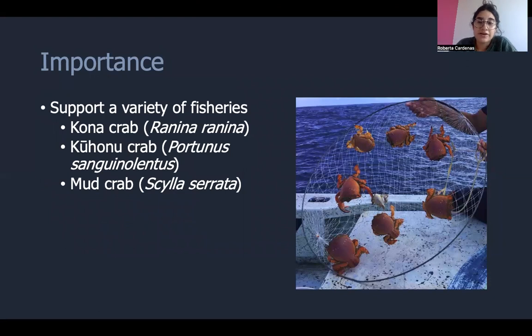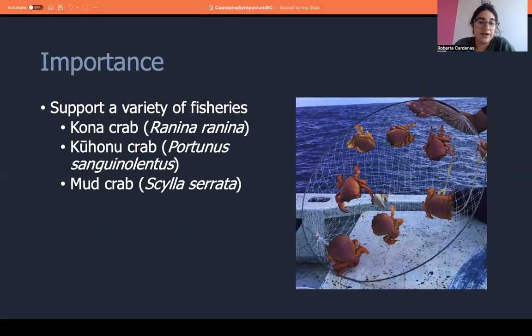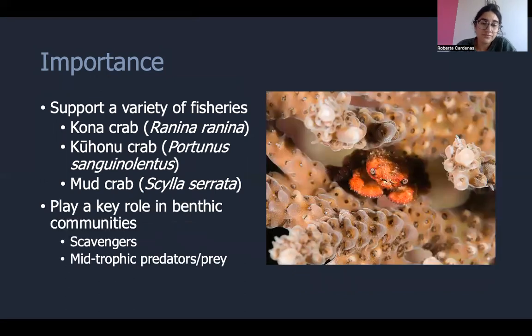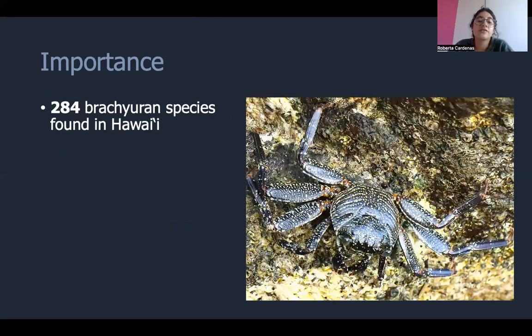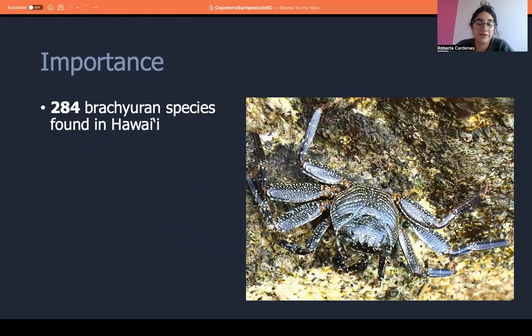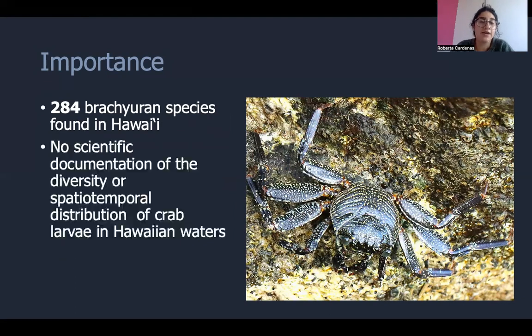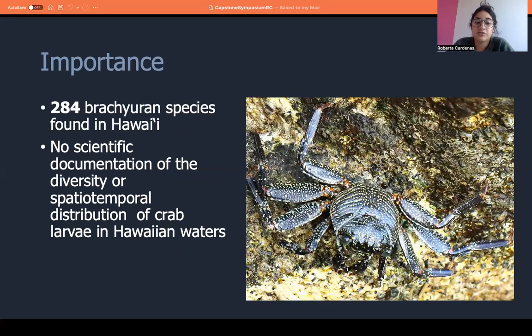Crabs are very important here in Hawaii as they support a variety of fisheries such as the Kona crab, also known as the Hawaiian blood-spotted swimming crab, and the mud crab. They also play a key role in benthic communities as scavengers and mid-trophic predators and prey. Currently, there are 284 brachyuran species found in Hawaii. However, there's no scientific documentation of the diversity or spatiotemporal distribution of crab larvae in Hawaiian waters.